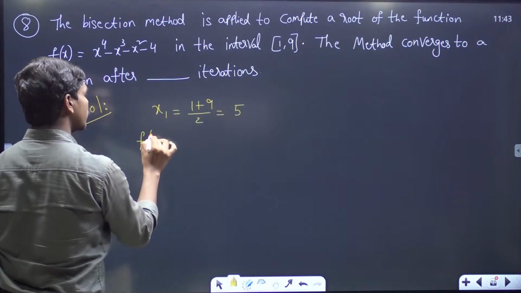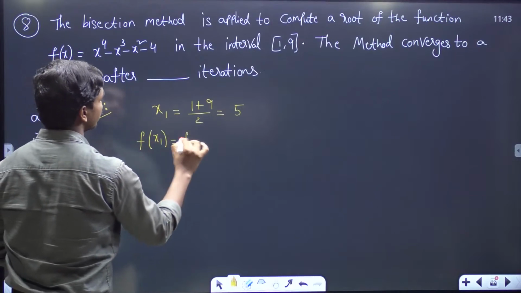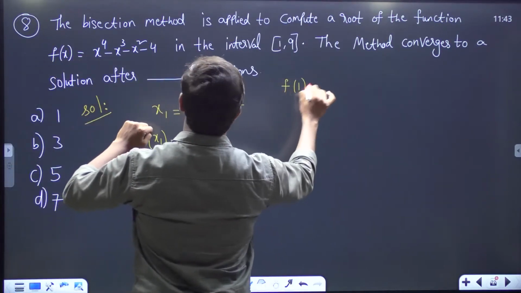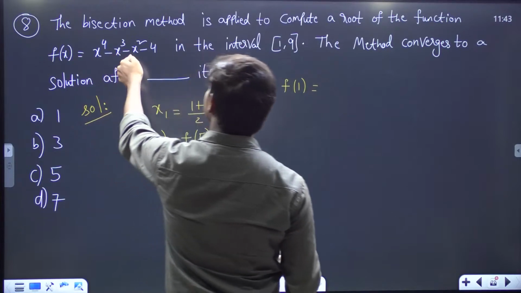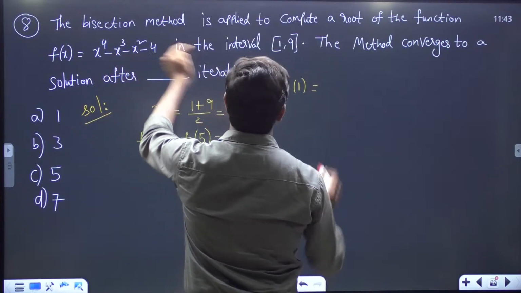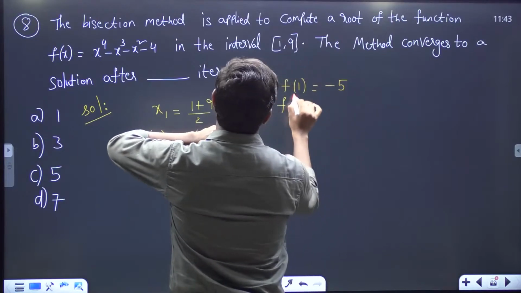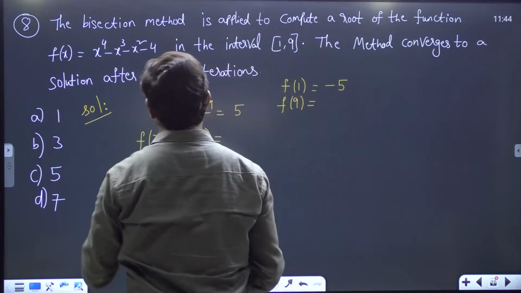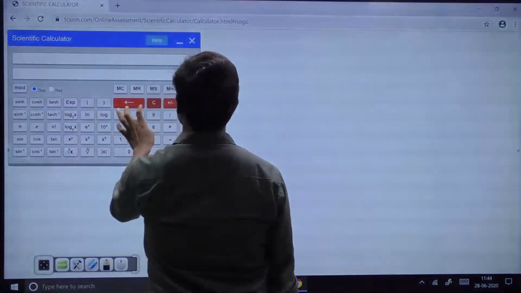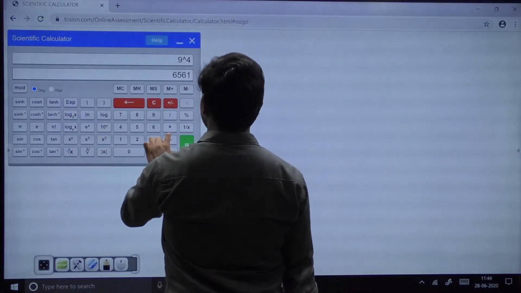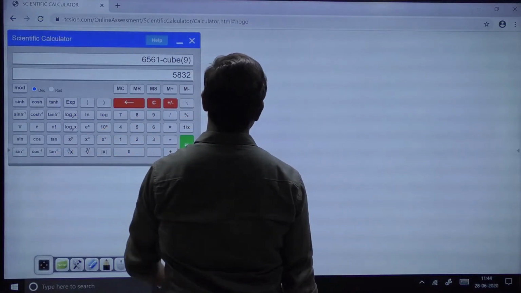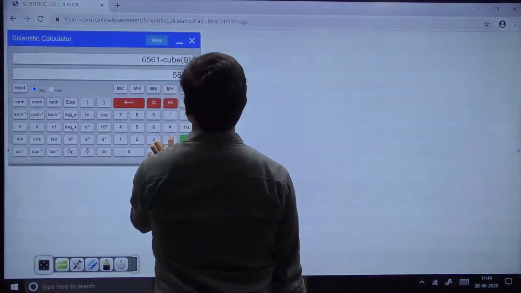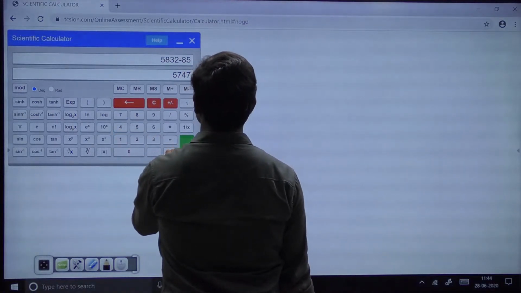So what is f of x1? It means f of 5. First of all, let us calculate f of 1. For f of 1, 1 minus 1, 0, 0 minus 1, minus 1, minus 1 minus 4, it's minus 5. And f of 9: 9 power 4, 81 into 81. Let us use the calculator for this. Again, some quartic expression. So 9 power 4 minus 9 cube minus 9 square minus 4.